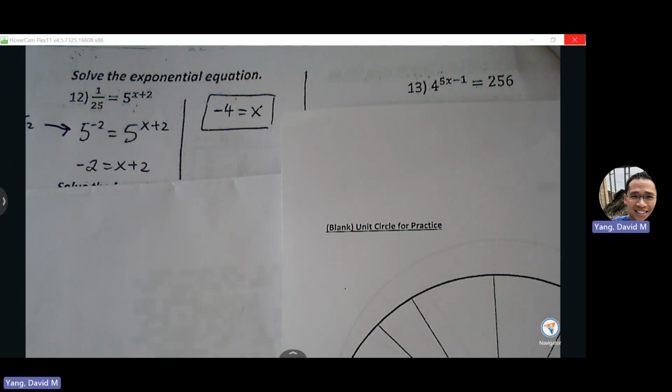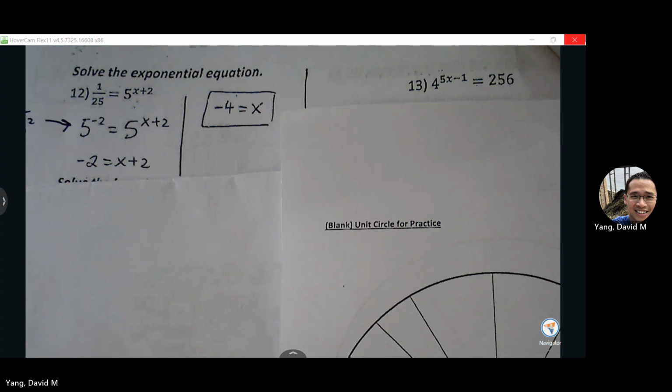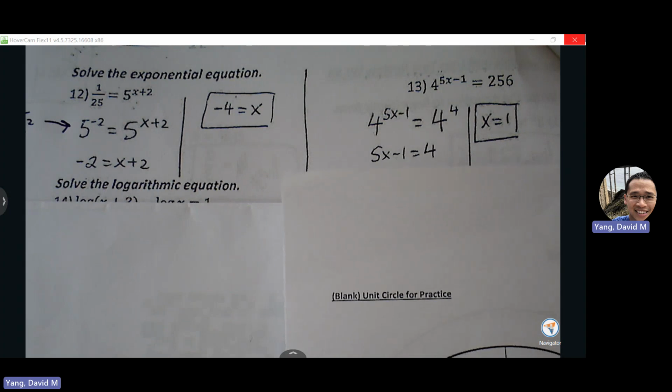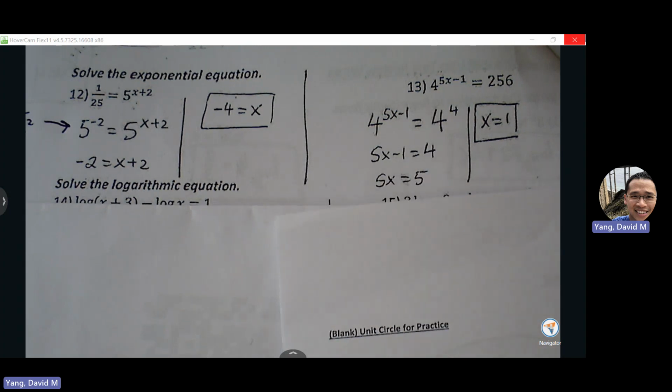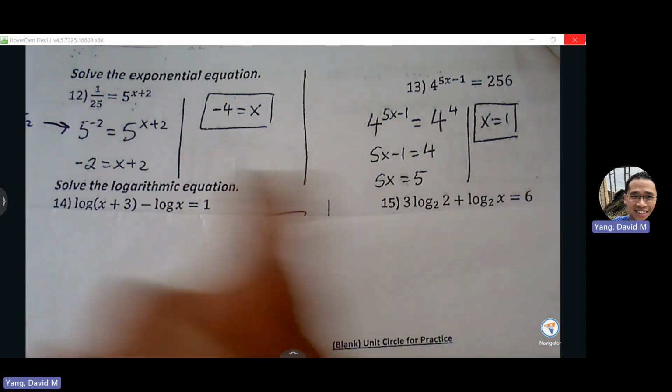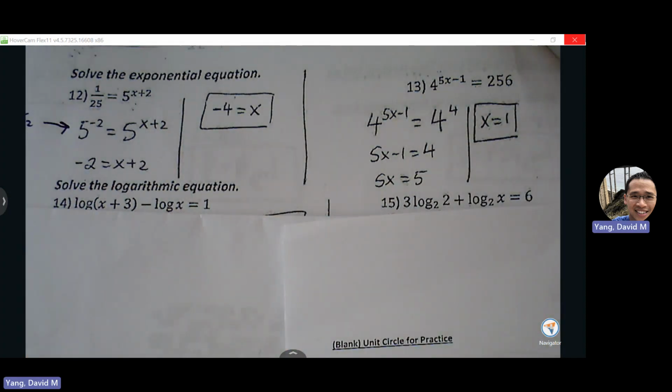Likewise, 256 can be written in the form of base 4. Yeah, 4 to the 4th, and now it's easy. Drop the bases, and then just focus on your exponent. And because these are exponential equations, there's no need to test your answers. Whatever you get for your answer is good to go.